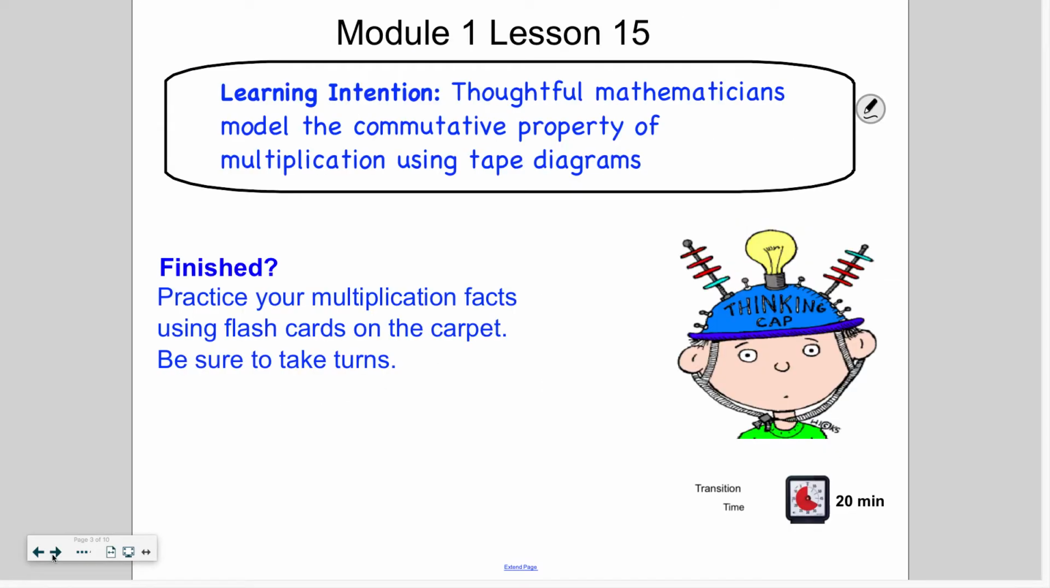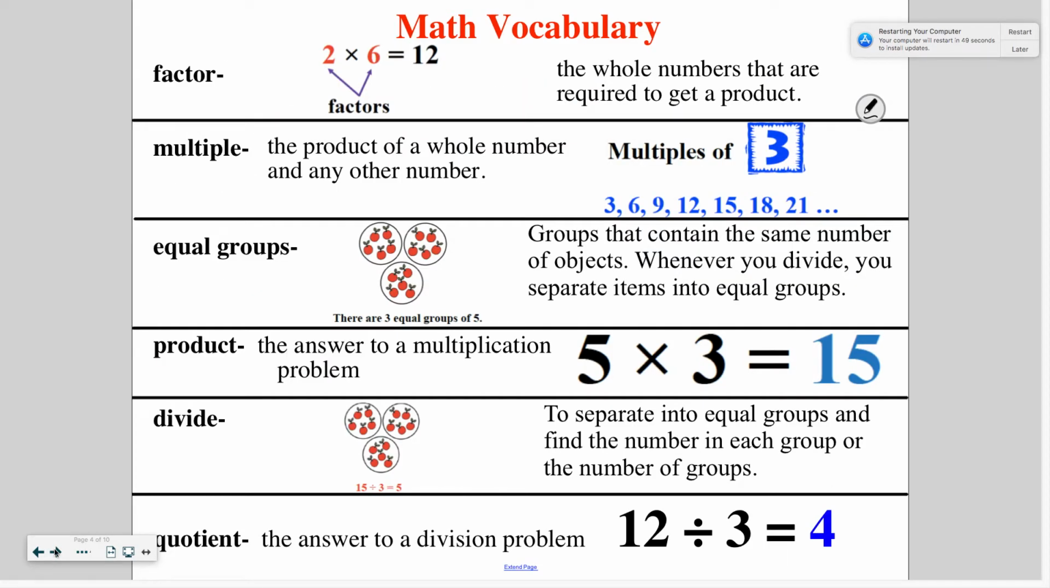So let's move on to our learning intention. Thoughtful mathematicians model the commutative property of multiplication using tape diagrams. I want you to pause the video now, read this vocabulary to yourself to refresh your memory, and then press play when you're ready.